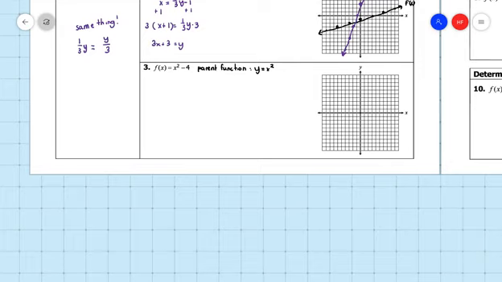And so my regular parent function starts at (0, 0). I'm going to move that down 4 points. I'm going to be at (2, 4). I'm going to move that down 4 points. And reflect it.